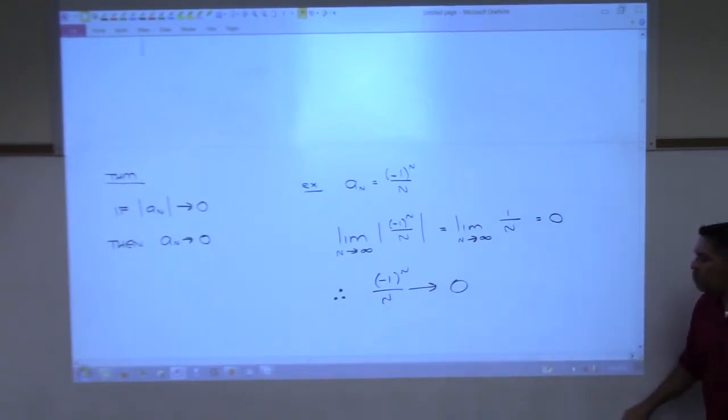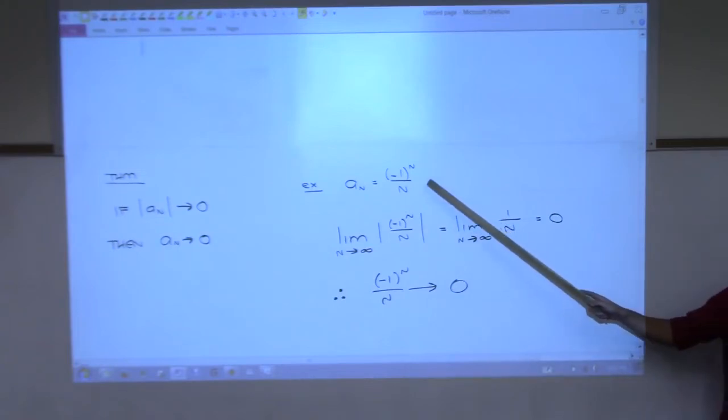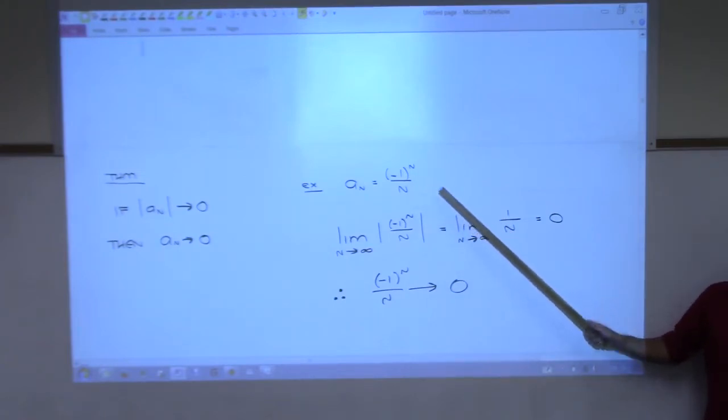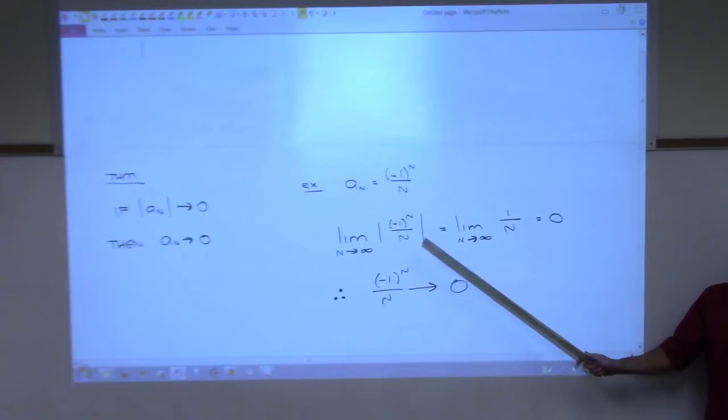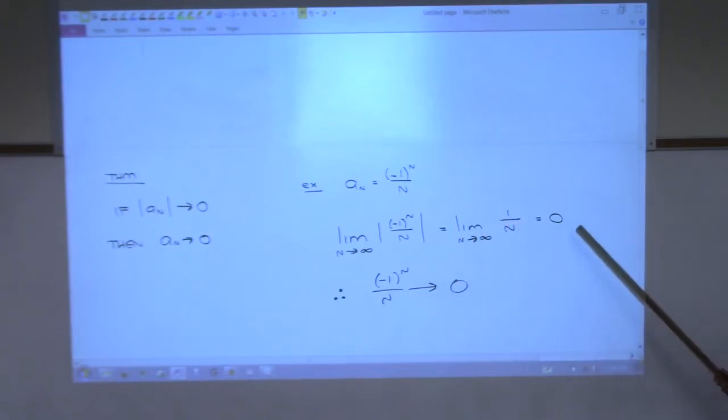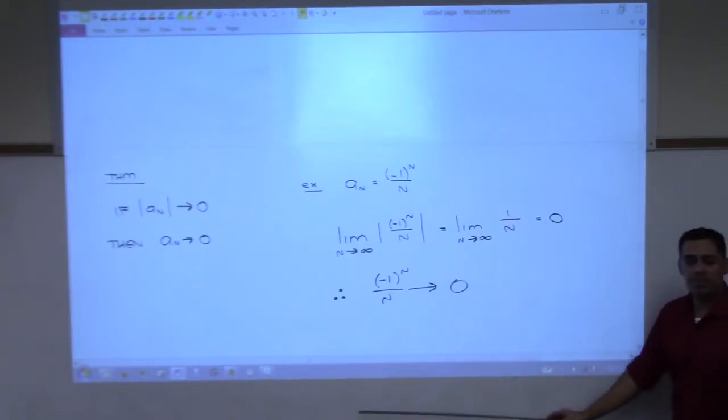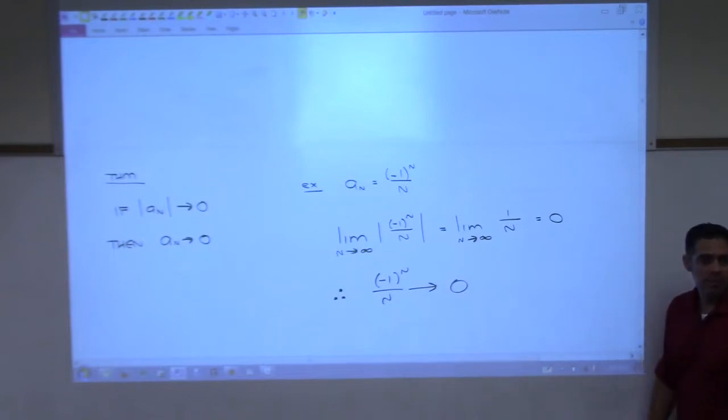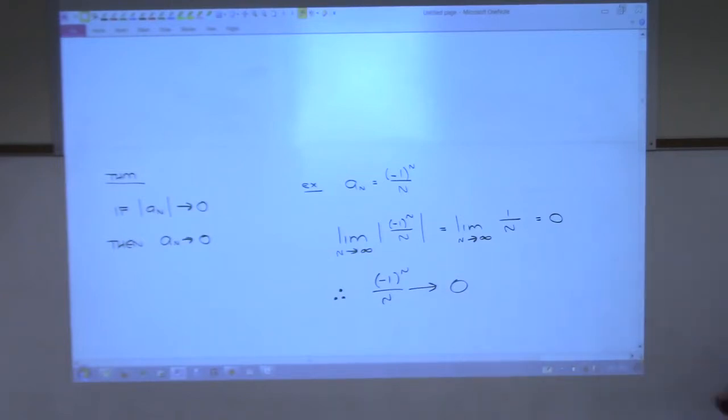So if we have a sequence that alternates, we can take the absolute value, and if the absolute value of the sequence goes to 0, then we can conclude that the original sequence goes to 0 also. It's a nice little theorem. It can speed things up later for us. So with that in mind, I'm going to put another one up here for you.